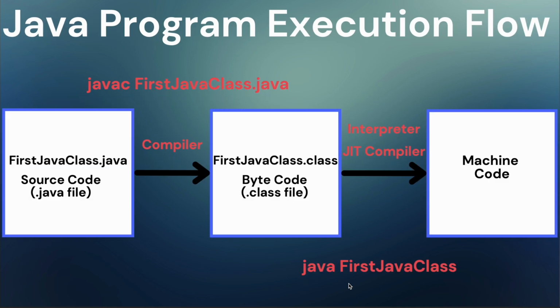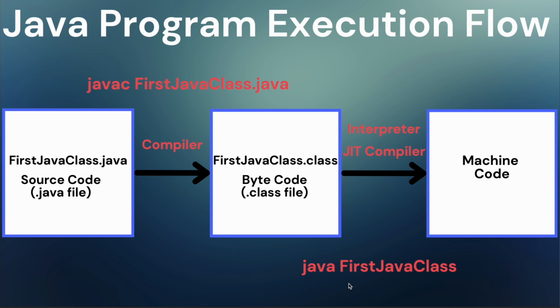Now, let's see exactly what happens when you run a program. Imagine we create a file called firstjavaclass.java. First, we open the terminal and run the Java compiler using the command javac firstjavaclass.java. The javac compiler converts your Java source code into Java bytecode. It creates a new file named firstjavaclass.class. This .class file contains platform independent bytecode that can run on any computer with a JVM.